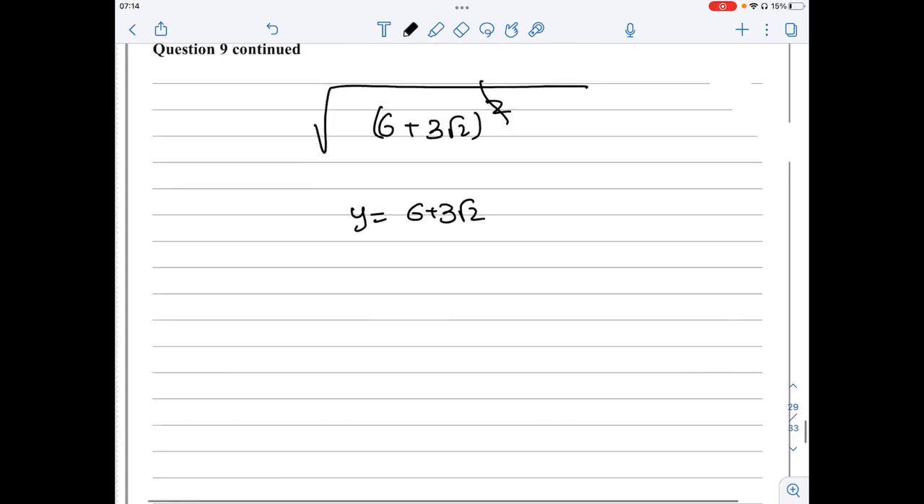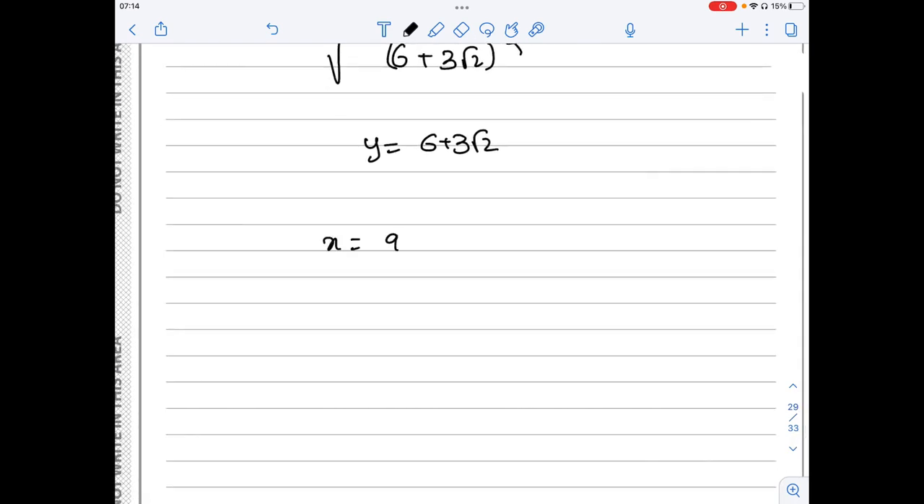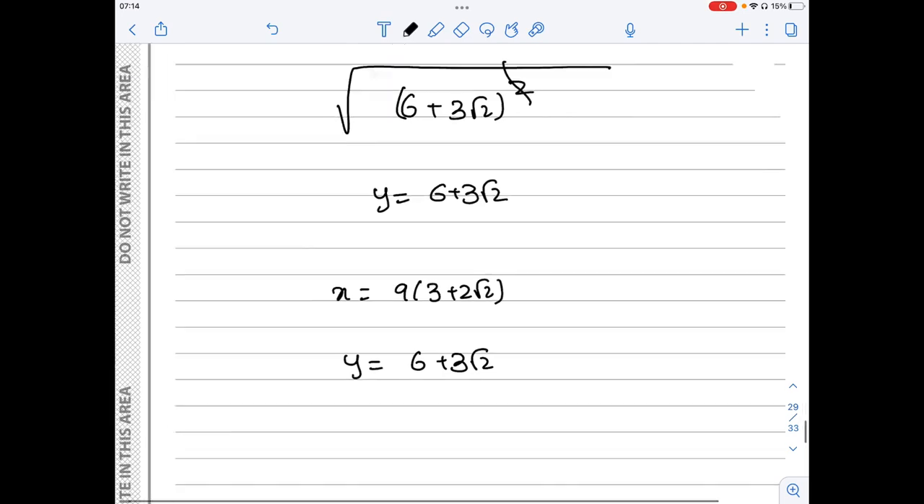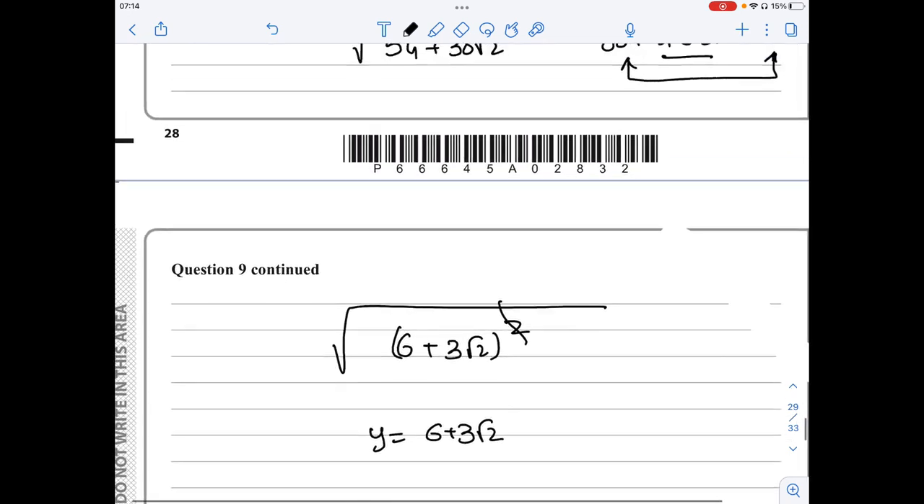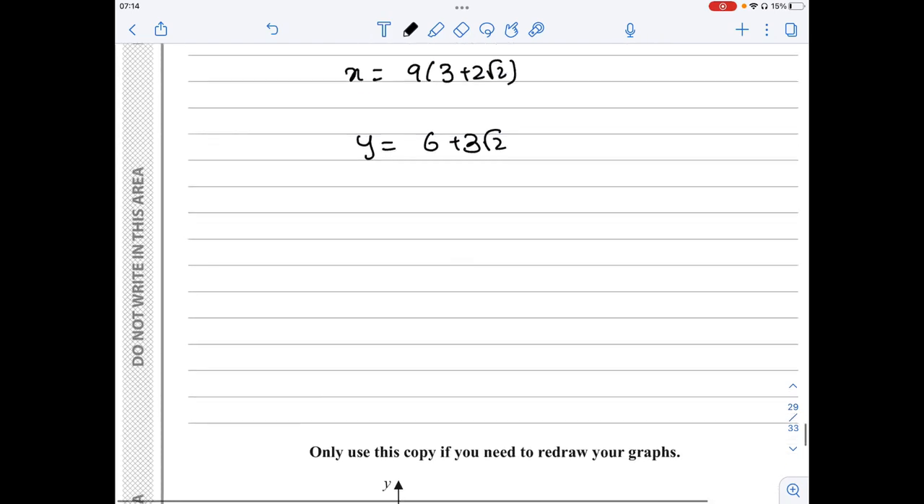So what are the coordinates? The x coordinate's exact value is 9 times (3 plus 2 root 2), and the y coordinate is 6 plus 3 root 2. So I found the square root of 54 plus 36 root 2 is going to be 6 plus 3 root 2. If we don't know, how do I find that one?